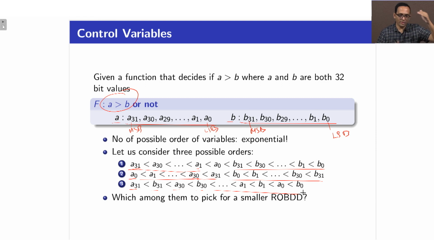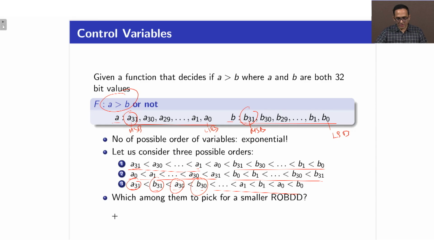So, the MSB of A first, then the MSB of B, then the second MSB of A, and then the second MSB of B. These are some possibilities, but there are many other possibilities. Now, the question is which order will give you a good BDD for this.